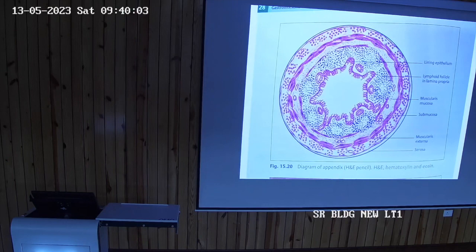So these are the slides of GIT which we will show you. Now the another point, the accessory glands associated with the GIT. I am talking of those.